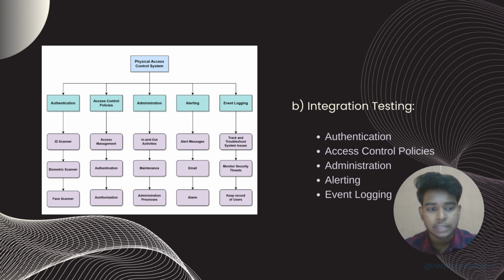In the physical access control system, integration testing involves testing the authentication, access control policies, administration, alerting, and even logging features separately. So, first one would be the authentication. During the past authentication integration testing, our goal was to ensure that the authentication feature integrated smoothly with the other system control components, such as the ID scanner, biometric scanner, and face scanner, which can be seen in the FTD diagram over here. We also verified that the authentication process correctly interfaces with these scanners.